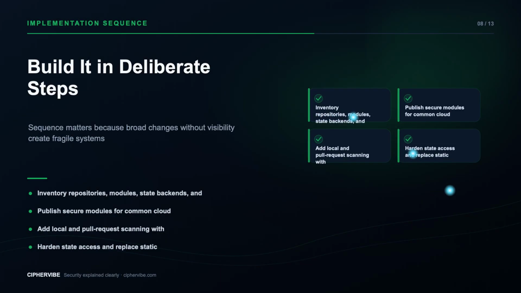Implement this layer in a sequence that preserves evidence and limits blast radius. First, inventory repositories, modules, state backends, and deployment identities. Second, publish secure modules for common cloud patterns. Third, add local and pull request scanning with clear policy ownership. Fourth, harden state access and replace static deploy credentials. Fifth, connect drift and post-deploy findings back to source remediation. Prefer pilots with a named owner and rollback plan over an unmeasured organization-wide switch. The best rollout is one where a normal workflow succeeds, an unsafe path fails closed, and the team can explain the decision from logs rather than intuition.